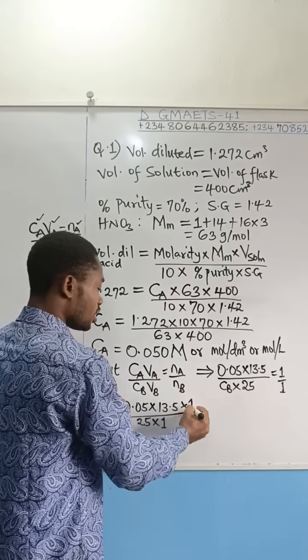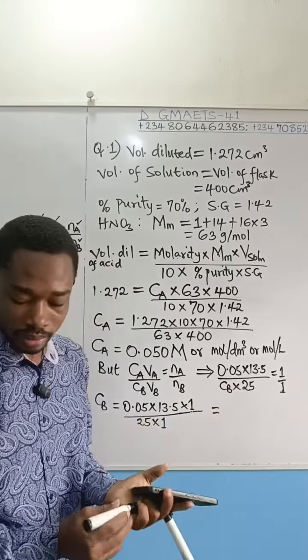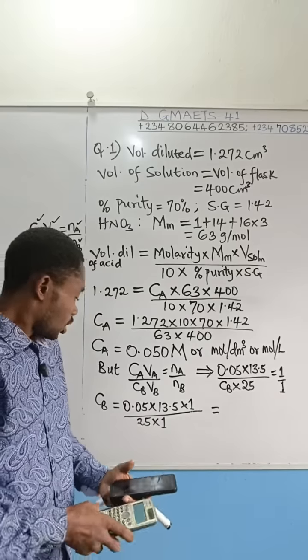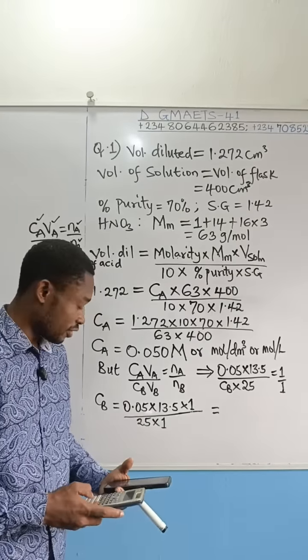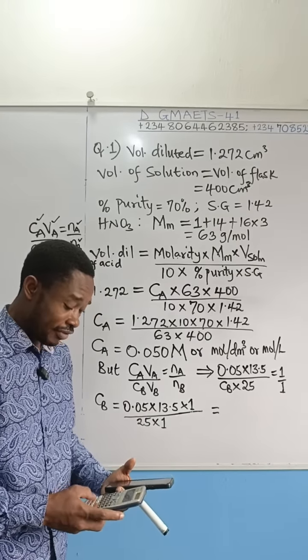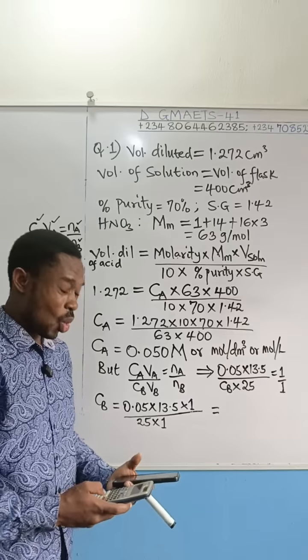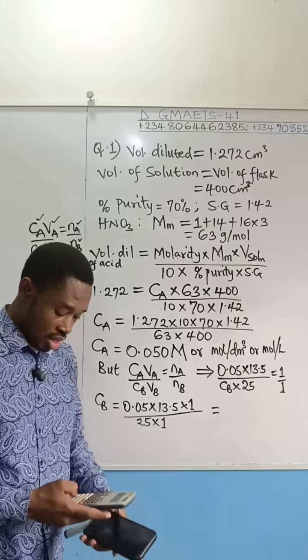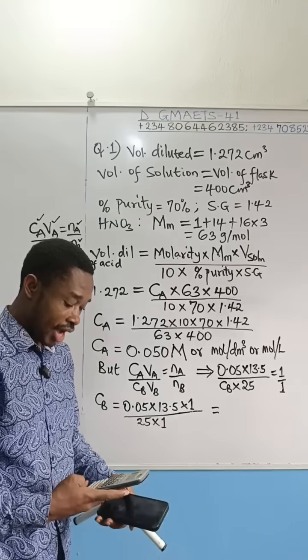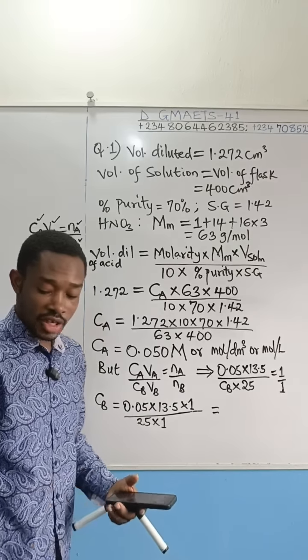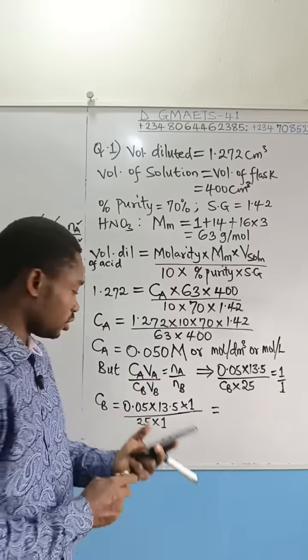If you work this out, let's see what we are going to get as Cb. This is going to be 0.05, multiplied by 13.5. I don't need to press times 1; it's a waste of time, you're going to get the same thing. Then divided by 25. So this gave me 0.027.